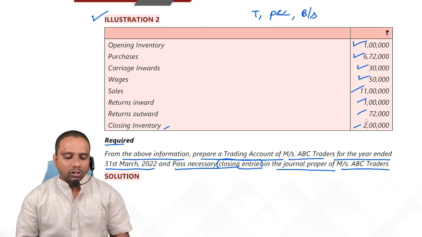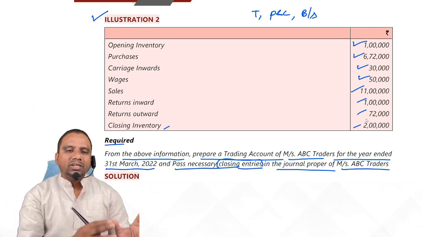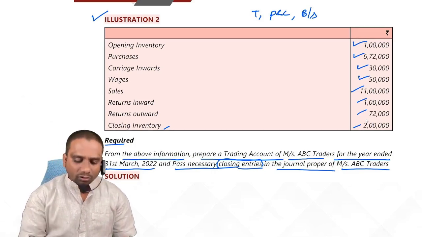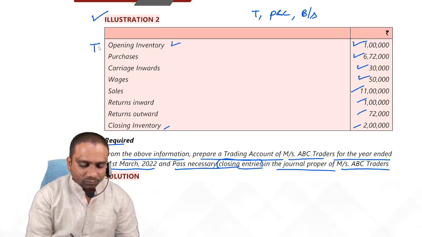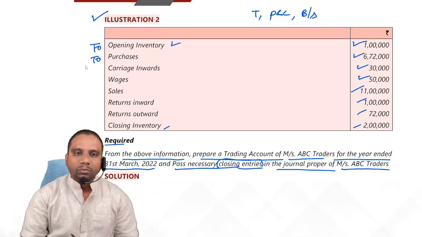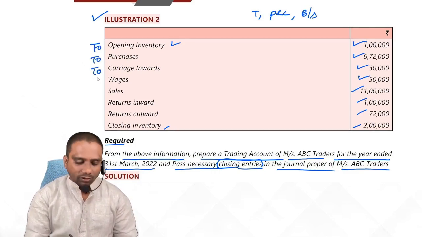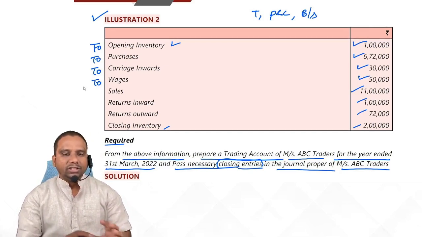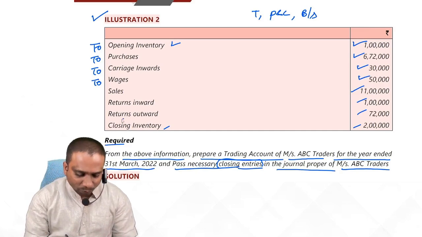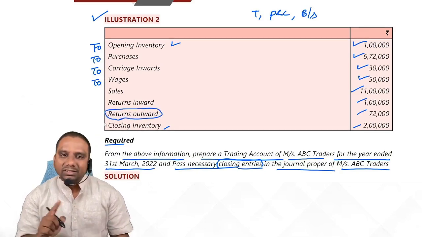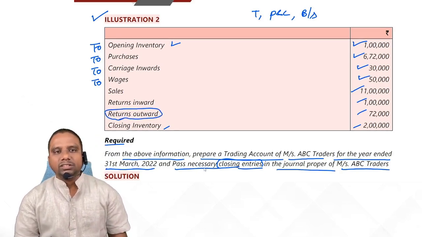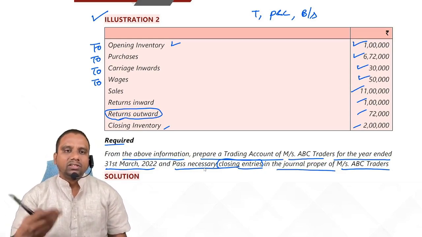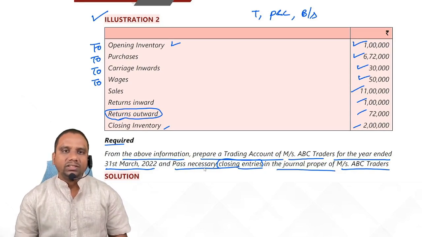Closing entries means, first, whatever items we debited to the trading account, record the entry. Trading account debit to opening inventory, to purchases, to carriage inward, to wages. This is the entry we record. Next step. Here we have purchase returns. Purchase returns are first adjusted against purchases. For that, what is the entry we record? Purchase returns shows a credit balance, transfer. Purchase returns account debit to purchases.